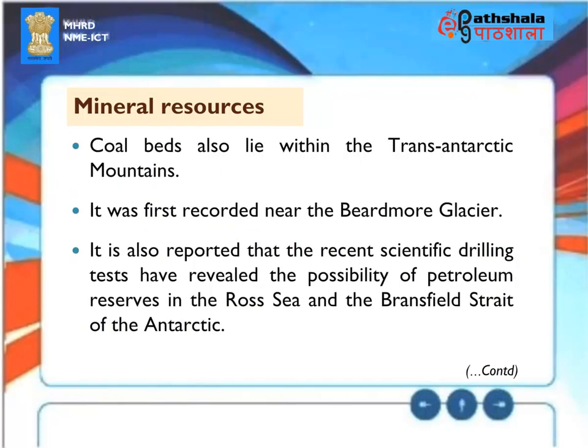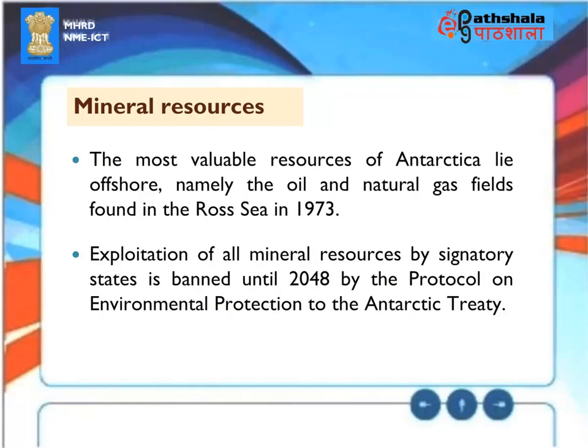Coal beds also lie within the Trans-Antarctic Mountains. It was first recorded near the Beardmore Glacier. It is also reported that recent scientific drilling tests have revealed the possibility of petroleum reserves in the Ross Sea and the Bransfield Strait of the Antarctic. The most valuable resources of Antarctica lie offshore, namely the oil and natural gas fields found in the Ross Sea in 1973. Exploitation of all mineral resources by signatory states is banned until 2048 by the Protocol on Environmental Protection to the Antarctic Treaty.